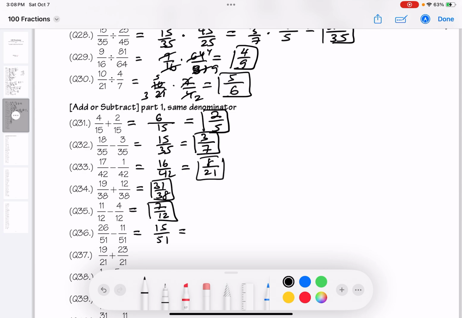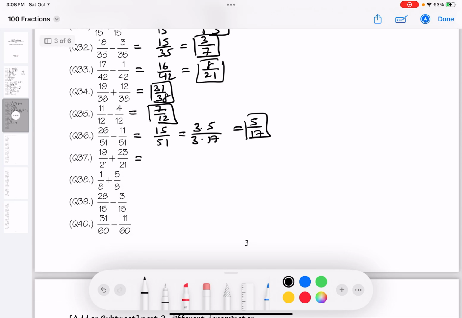Well, looking at it, let's see, 3 times 5 on top, and on bottom it's going to be 3 times 17. So what do you get over there? The 3s cancel. You get 5 17ths. Let's keep moving along. What do you get over here? Well, you get 21 as the denominator, and 19 plus 23, let's see, that's going to be 52.